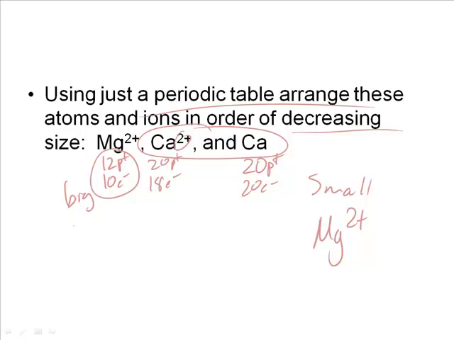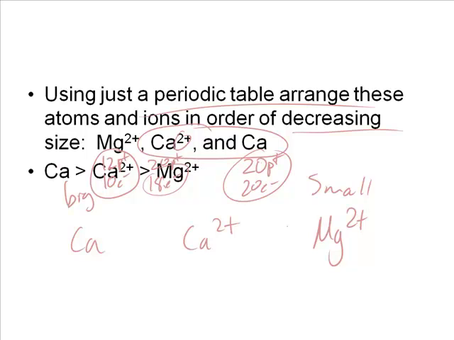So without even looking at charges, we know that magnesium is going to be smaller than calcium. Then between the calciums, we know that calcium 2 plus is going to be smaller than regular calcium because it has fewer electrons to attract. So the biggest one is going to be calcium, and then calcium 2 plus, and then magnesium 2 plus.